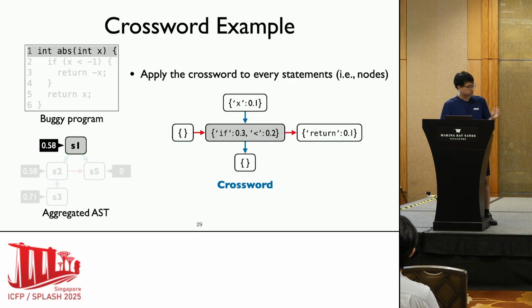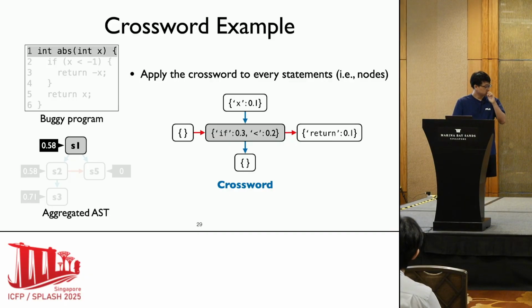Now we apply the crossword to every statement to update their suspiciousness scores. The method is quite simple. If a token that is included in the crossword is also included in a statement, we add the mapped value of that token to the statement's original score.